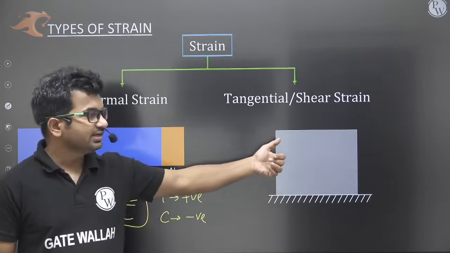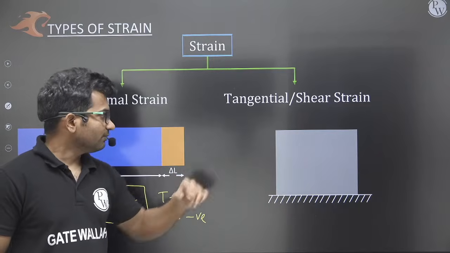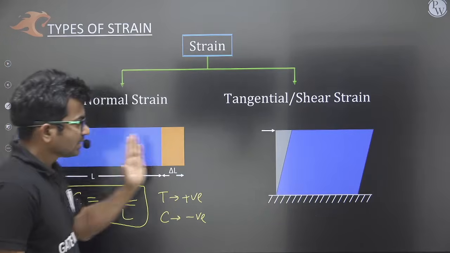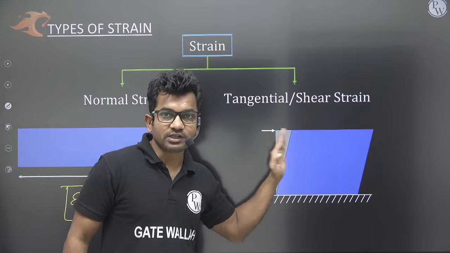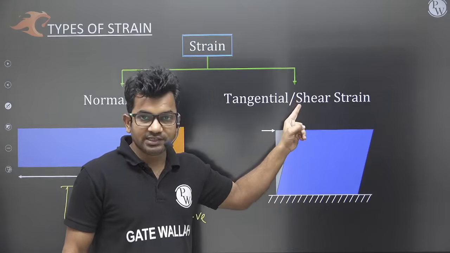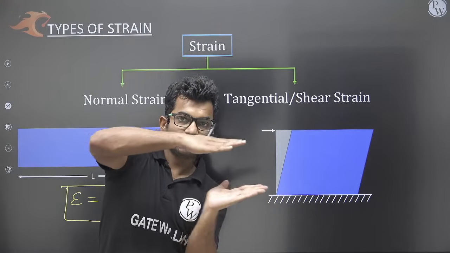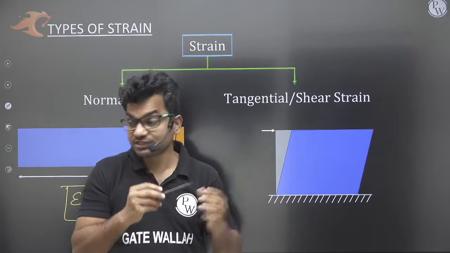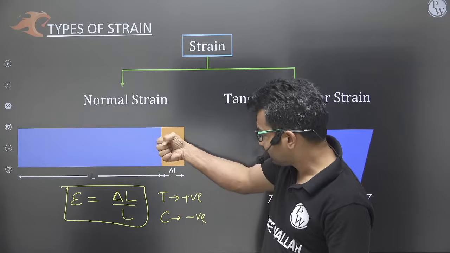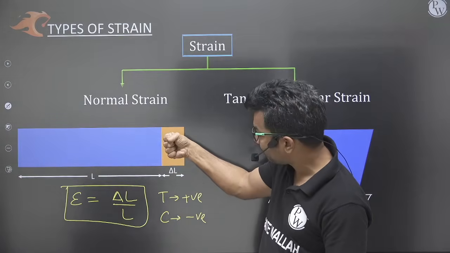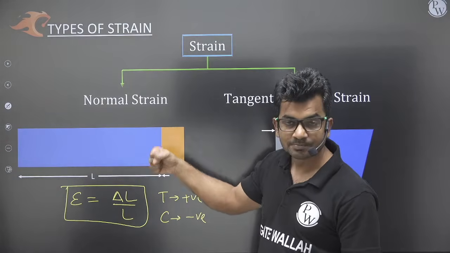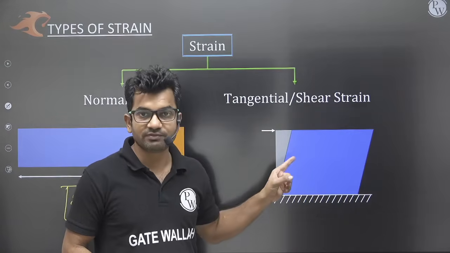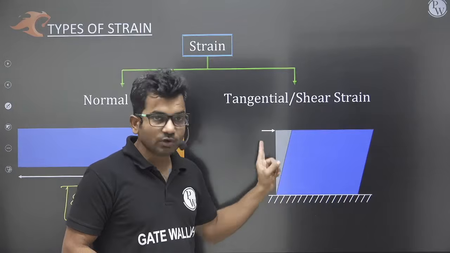Now let's look at the tangential or shear strain. If on this body I apply any force like this parallel to the section, it will try to distort the shape. So for shear strain or tangential strain, the force will be acting parallel to the section. If the force is acting normal to the section, then it will try to change the length, just like in this case. When it is acting perpendicular, it will change the length. But when it is acting parallel to the section, it will distort the shape. It will not change the length. So distortion of shape is taking place.